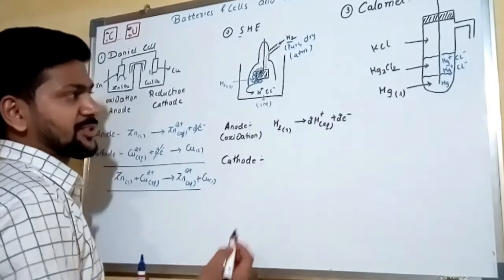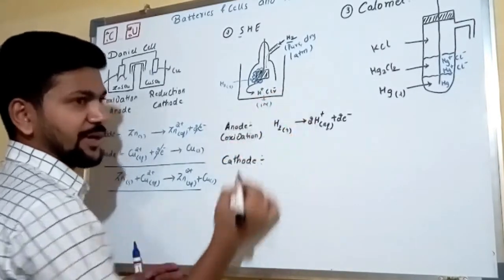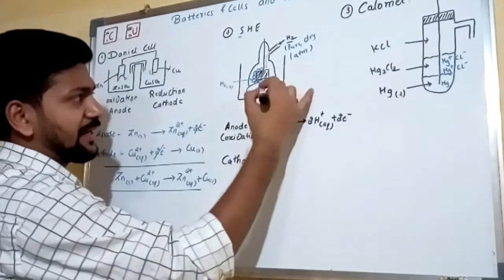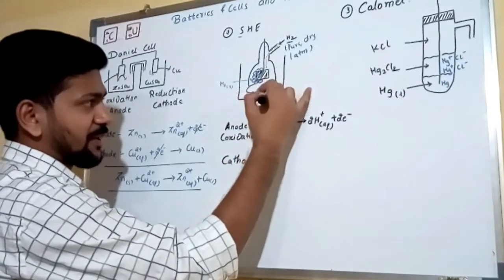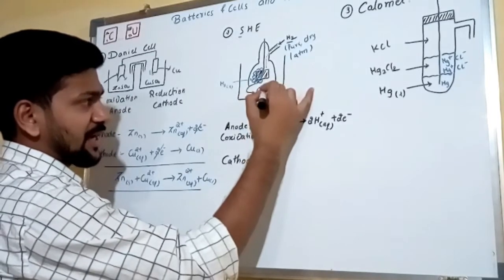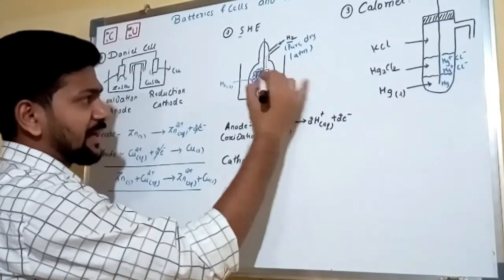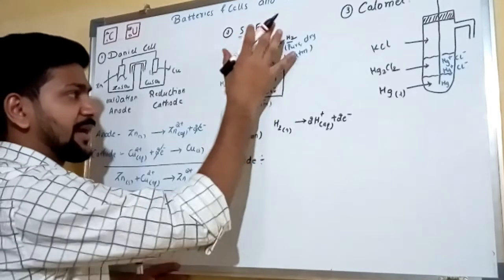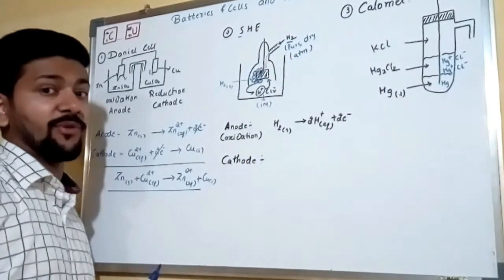So who will be doing the reduction over here? Obviously Cl minus cannot do your reduction. So the reduction will be done by this H plus ion which is already present in the solution. This H plus ion will be moving towards the platinized platinum plate, will be accepting electron and will be getting stuck over there in the form of H2 gas.